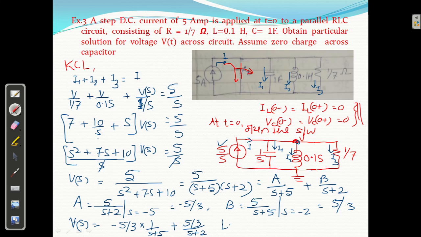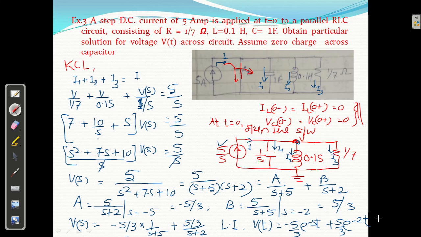If you take Laplace inverse, you will get V of t. What is V of t? Minus 5 by 3 e raised to minus 5t plus 5 by 3 e raised to minus 2t. So this is the way of getting the result.